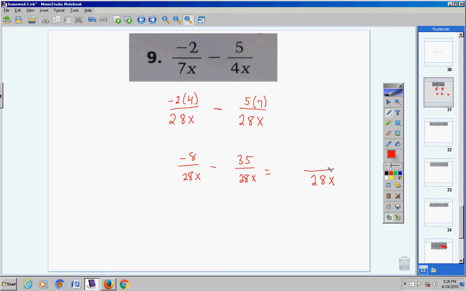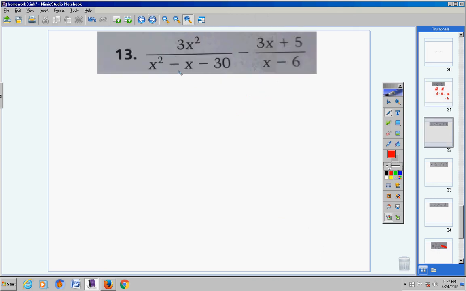So bring that over, and now I have -8 minus 35, or -8 negative 35, and that's -43. Alright, this cannot be reduced. A negative over a positive makes the whole fraction negative. So my final answer is -43 over 28x. Well, the x is in the bottom, sorry about that. -43 over 28x. Let me check the answer key real quick, and that is correct. Moving on to number 13.